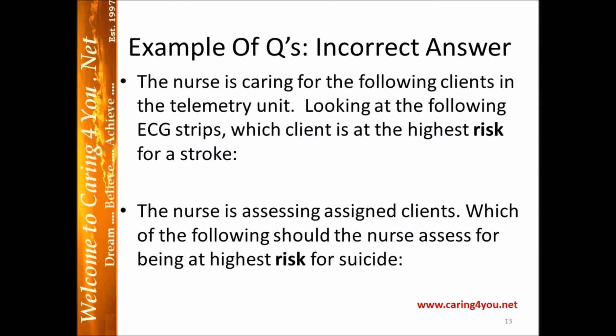All right, let's look at the word risk. The nurse is caring for the following clients in the telemetry unit. Looking at the following ECG strips, which client is at highest risk for a stroke? Those of you who I'm tutoring, you have watched my EKG video. If the NCLEX gives you 4 strips, and it says a question like this, which client is at highest risk? Right away, look for something ventricle.